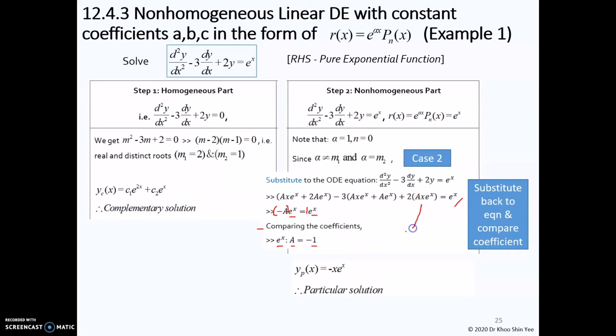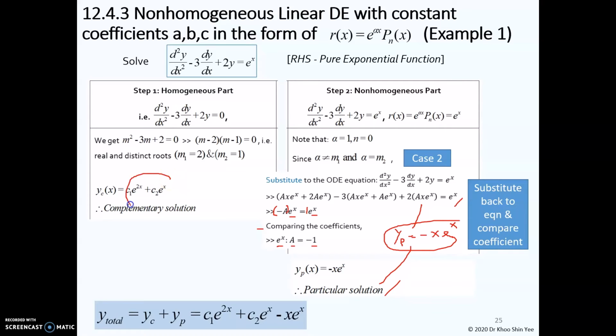And previously, your yp is equal to ax ex. So substitute negative 1 inside, you shall obtain negative x ex. So this is the final answer for your particular solution. Once you obtain the complementary solution and the particular solution, substitute inside this equation, and this is the final answer for the total solution.